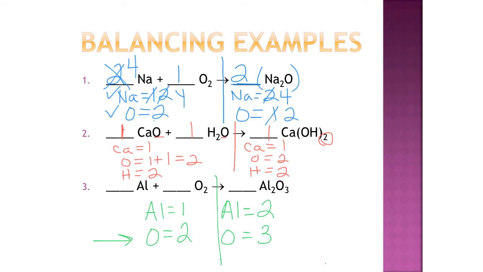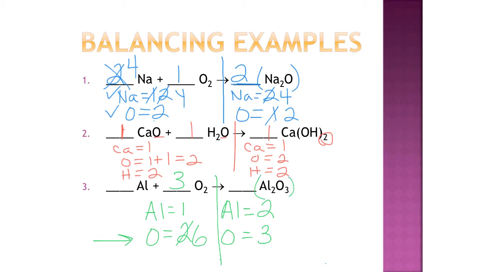If I have 2 and 3, my common denominator would be 6. So what I'm going to do is try to set O equal to 6. If I know I need 6 O's, I would need to put a 3 in front of O2. That would give me 6 O's.